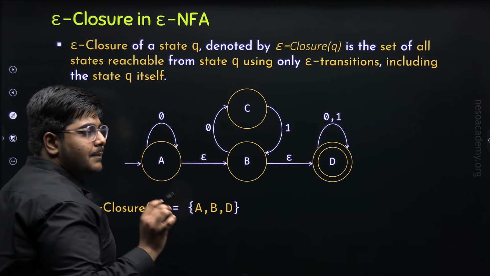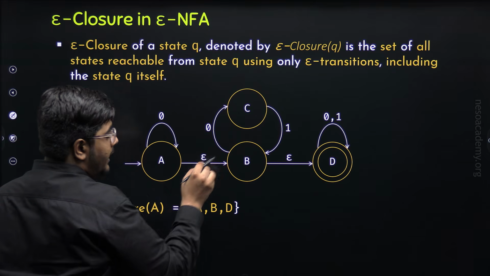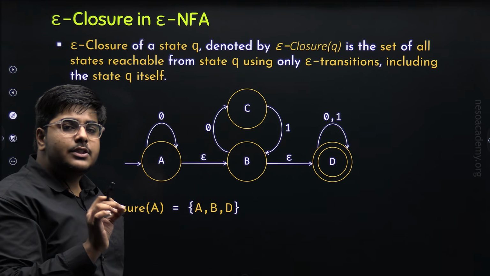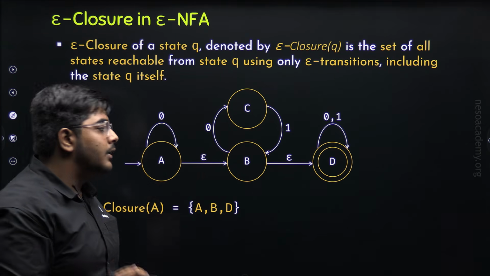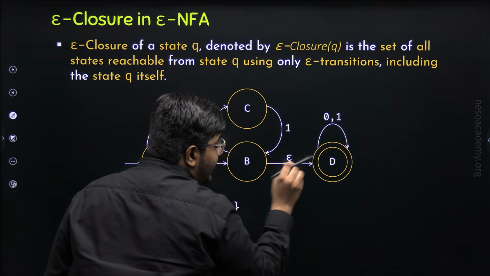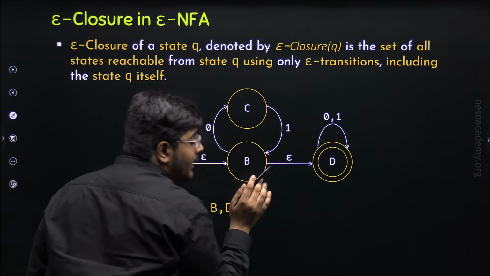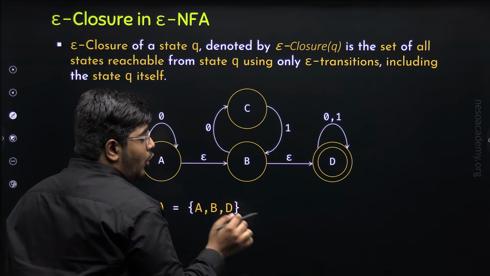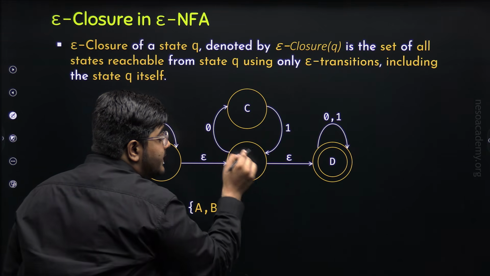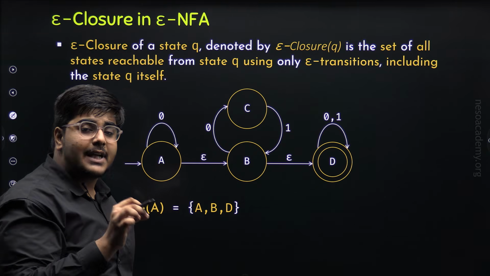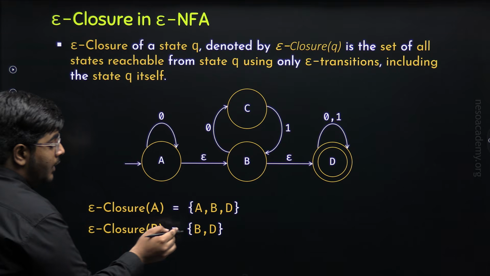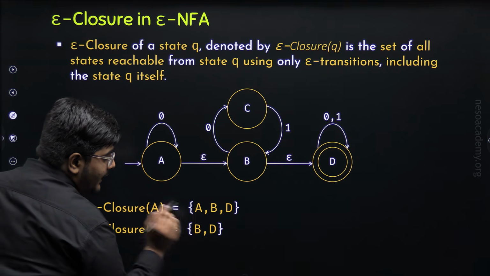Will C be the part of epsilon closure of B? No. There is no epsilon transition from B to C. That is why C is not the part of epsilon closure of B. But we can see from the state B, we can reach the state D using only epsilon transition. That is why D will be the part of epsilon closure of B. And according to definition, B itself will be the part of epsilon closure of B. So finally we will get epsilon closure of B equal to B comma D.